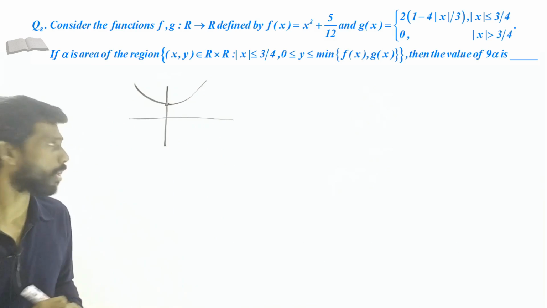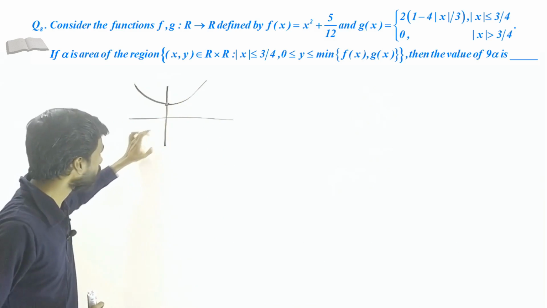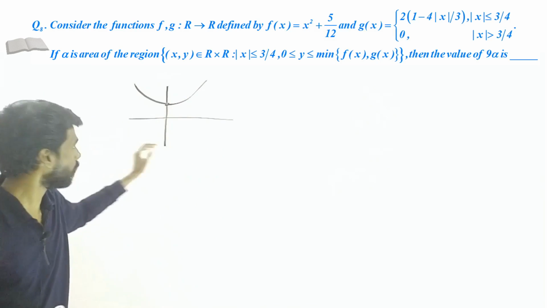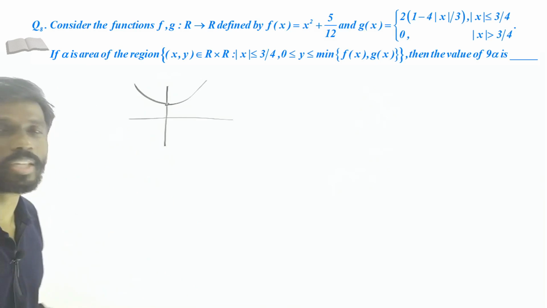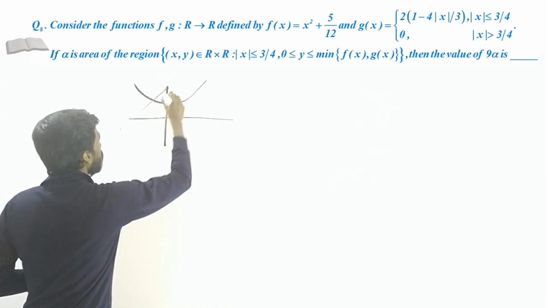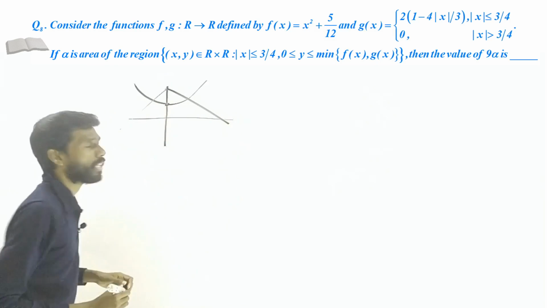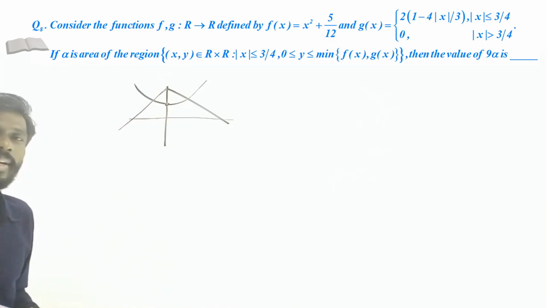Next one is some modulus function. Modulus of x curve, we know, modulus of x graph is like this. And minus modulus of x, minus of that is here, upside down, okay? But 1 is added, that means it is lifted up by 1 unit. So the graph will be something like this. So this is the curve, 1 minus 4 modulus of x divided by 3.